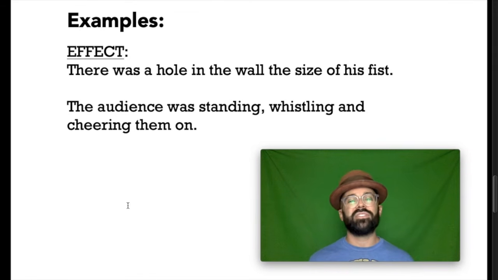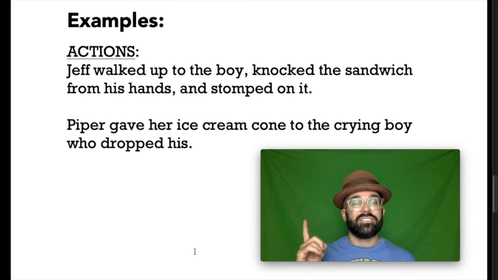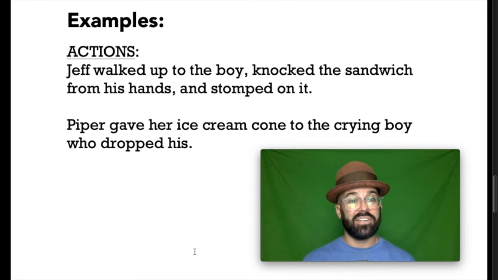Or the audience was standing, whistling, and cheering them on. These people are reacting to something that happened. It is an effect, and that effect tells us something about these characters, both the characters as the audience and whoever is being cheered on. We learn something about those people in this moment. It's an effect. And next we have actions. Jeff walked up to the boy, knocked the sandwich from his hands, and stomped on it. We are not told that Jeff is mean, but we are shown him doing something mean, which gives us information about him as a character.